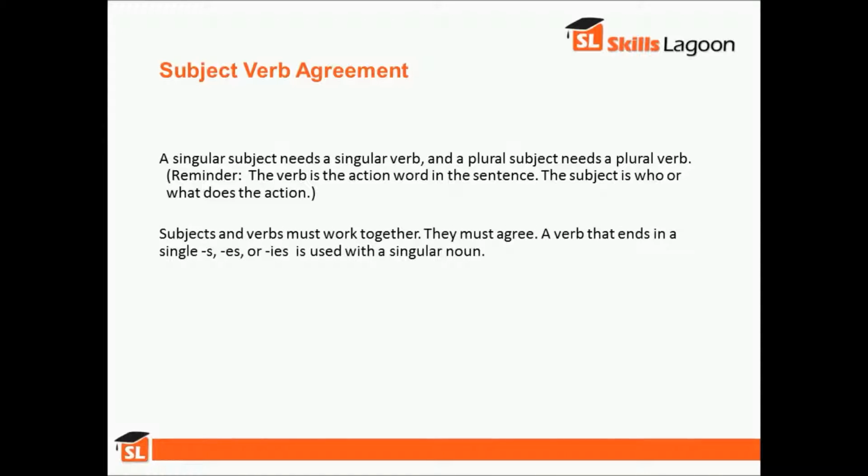Subjects and verbs must work together. They must agree, they must make sense, the subject must exist. A verb that ends in a single s or es or ies is used with a singular noun.